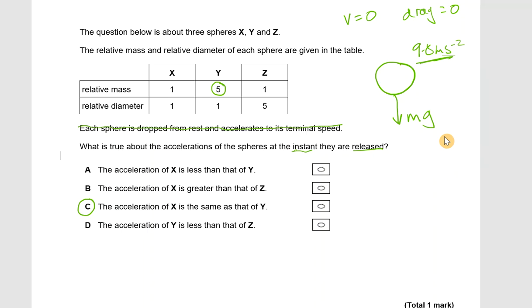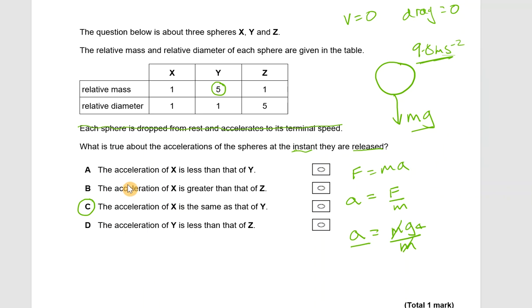Okay, so let's have a look why. We know that force equals mass times acceleration, and therefore an object will accelerate at a rate equal to its force over its mass. Now the force on any object is its mass times the gravitational field strength, if we're talking about the Earth here. So the acceleration of any of these spheres is going to be its mass multiplied by the gravitational field strength over its mass. So look at that, the masses cancel. It's going to accelerate at the acceleration due to gravity.